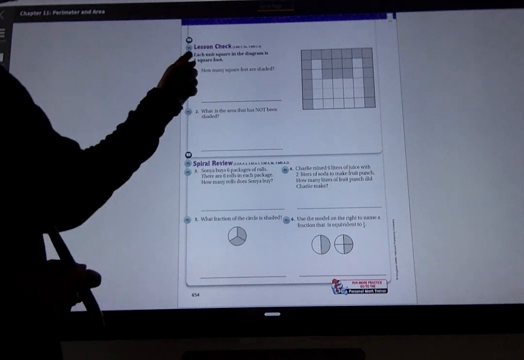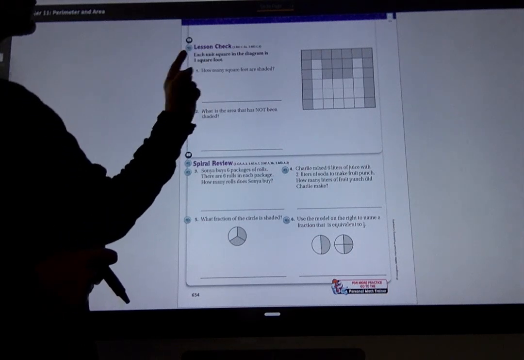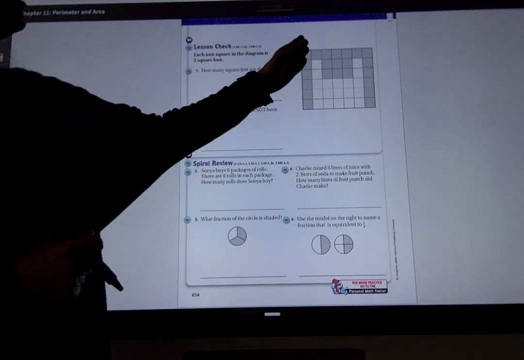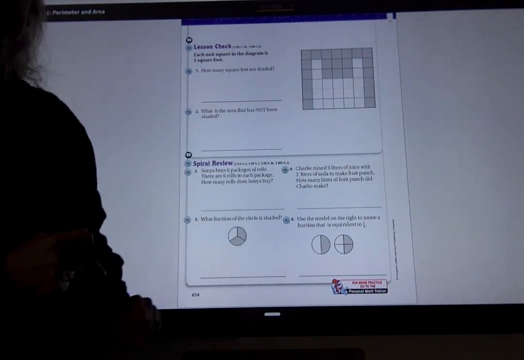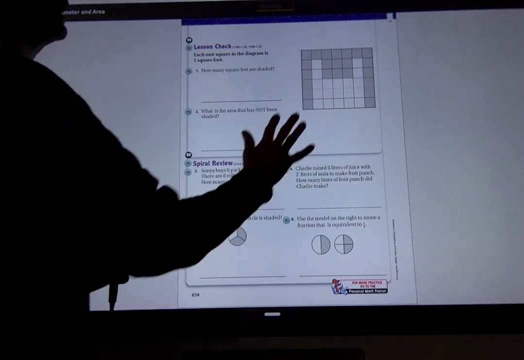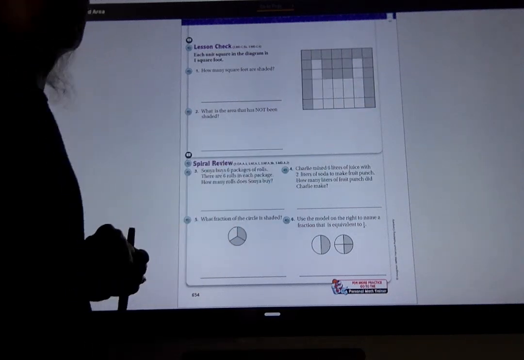And there we see each unit square in the diagram is 1 square foot. How many square feet are shaded? So we need to know how many are gray. What is the area that has not been shaded? Now we need to know this white area.